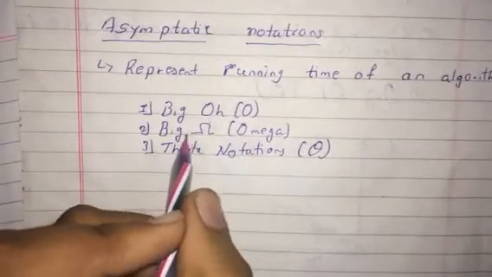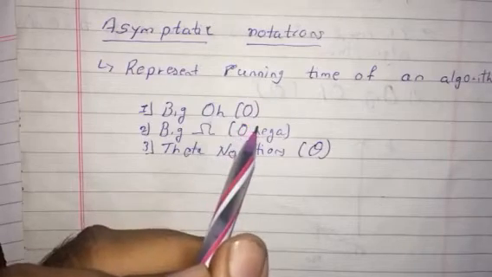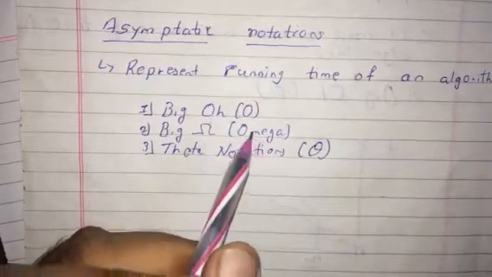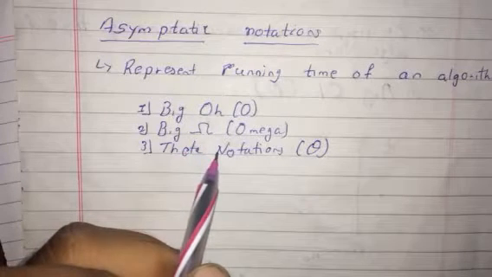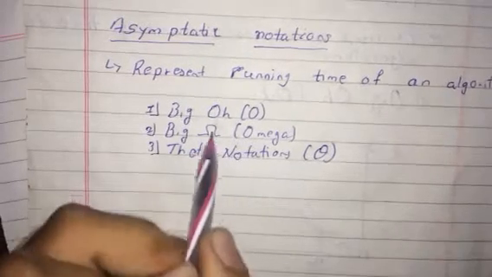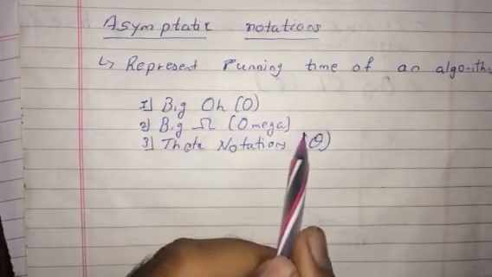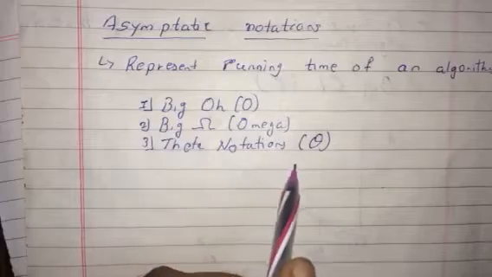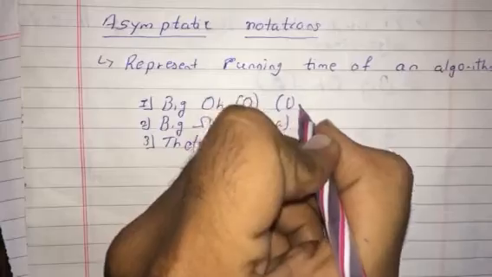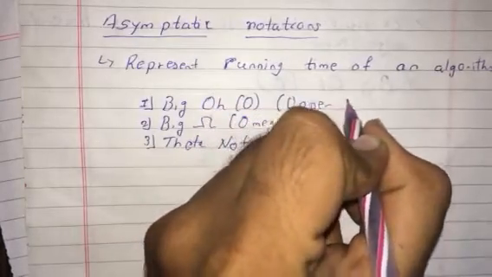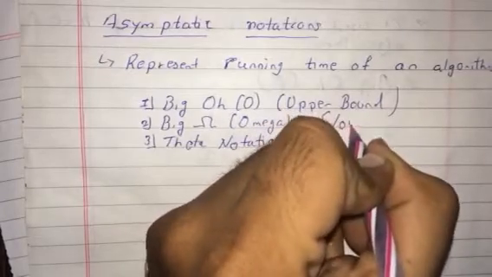Generally, the asymptotic notations are used to represent the running time of an algorithm, as the time complexity is the major case of concern. So there are three notations that we use to define the time complexity. First is big O notation, second is big omega notation, and third is theta notation. It basically represents upper bound, lower bound.